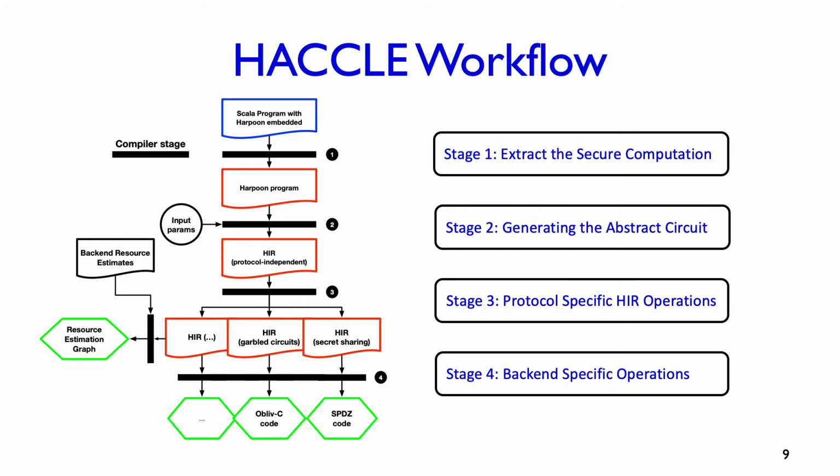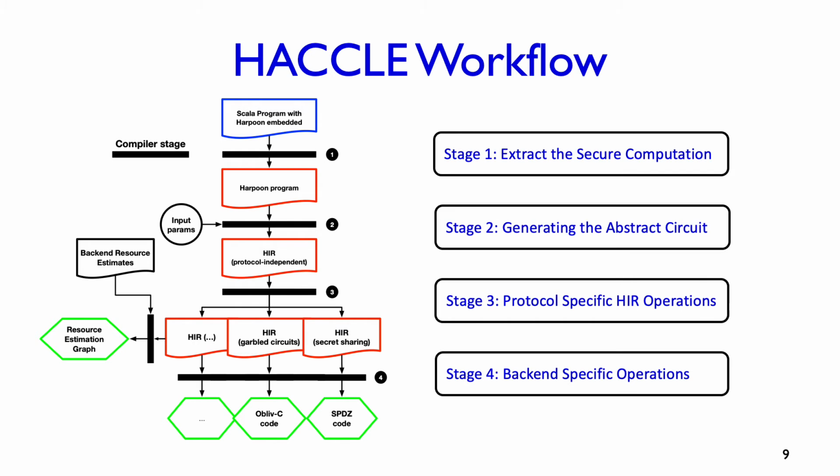Now let us look at the workflow of the HACCLE framework. The diagram shows all the different stages of compilation. The first stage takes a program written in Harpoon, embedded in Scala, and then it extracts the Harpoon part, which is the secure computation. After this stage, the communication channels would have been already set and the data will be ready to properly flow. Stage 2 takes in the Harpoon program and translates it to an HIR program, which is the circuit-like description of the computation.